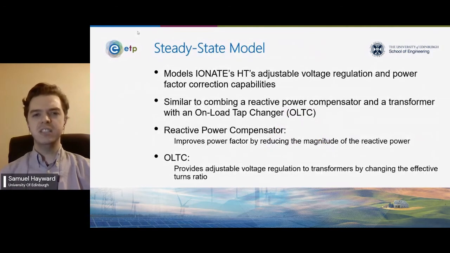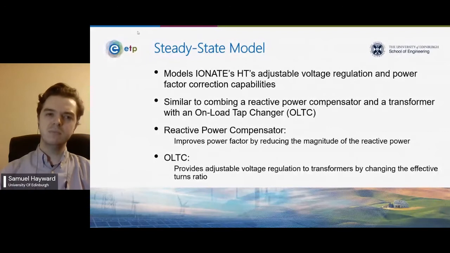So in regards to the steady state model, it will simulate the adjustable voltage regulation and power factor improvement capabilities of Ionate's hybrid transformer. And it will be similar to a combination of a reactive power compensator and a transformer with either an on-load tap changer or variable transformer ratios. And this is because reactive power compensators can provide power factor improvement by minimizing the magnitude of reactive power within certain portions of a network. And on-load tap changers are able to provide adjustable voltage regulation to transformers by changing the effective turns ratio within transformer windings.